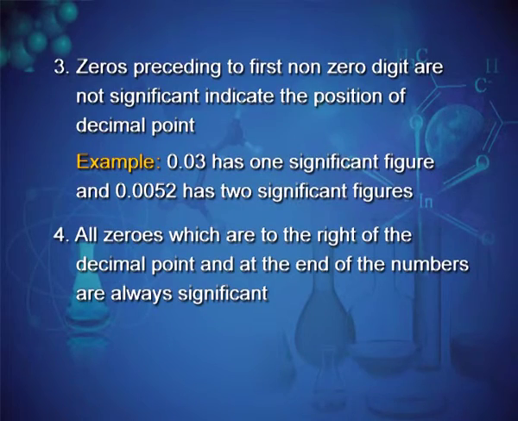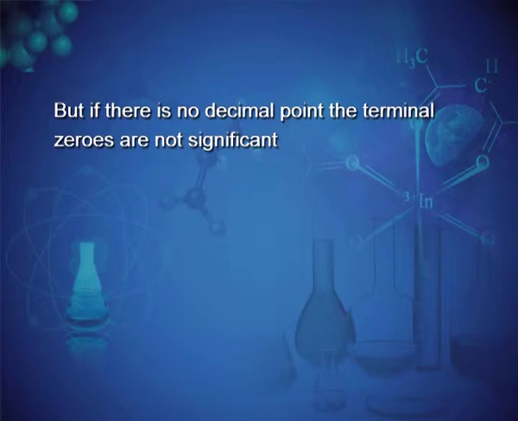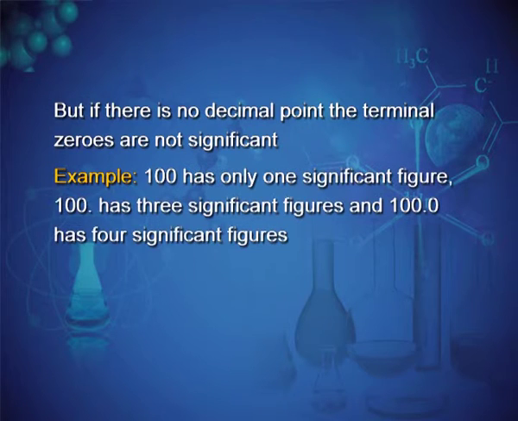Now the fourth rule: all zeros which are to the right of the decimal point and at the end of the number are always significant. Example, 0.200 has 3 significant figures. But if there is no decimal point, the terminal zeros are not significant. Example, 100 has only 1 significant figure. "100." has 3 significant figures and 100.0 has 4 significant figures.